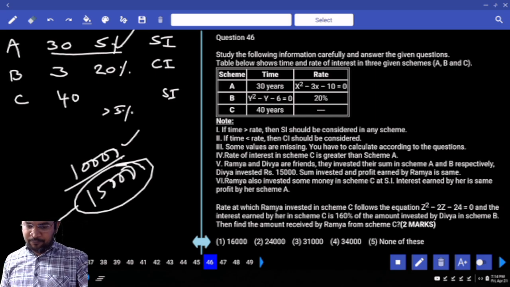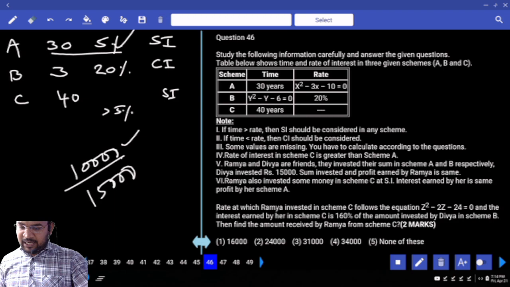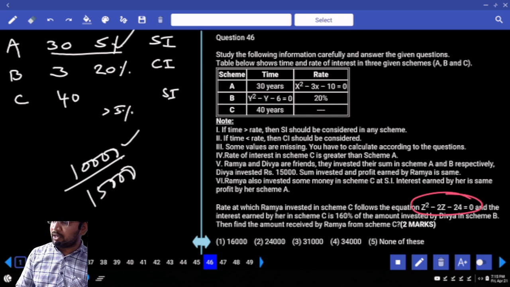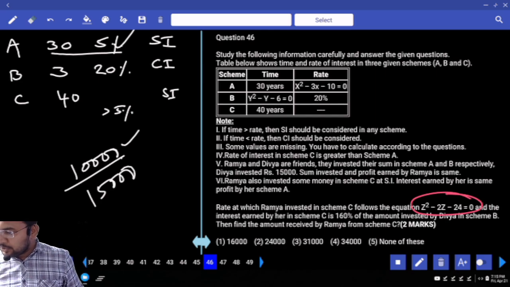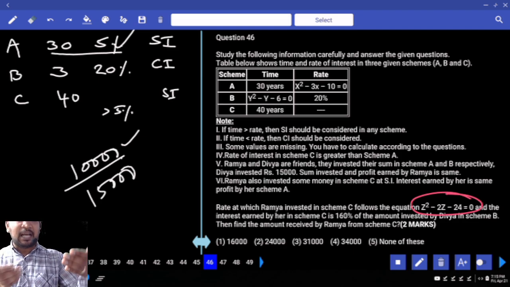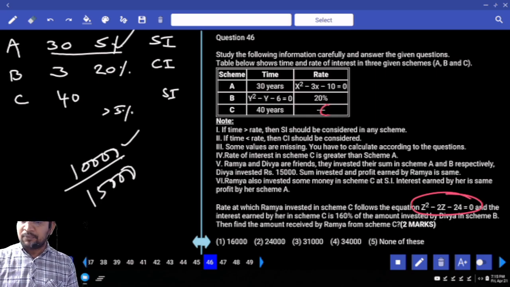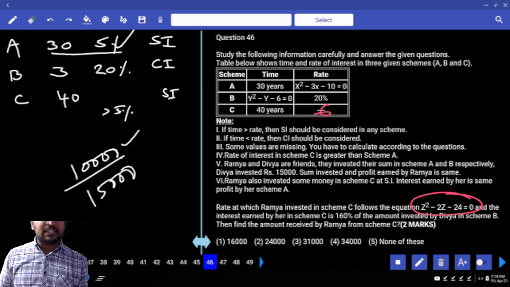What is given here? The rate at which Ramya invested in scheme C follows the equation z square minus 2z minus 24 is equal to 0. What are the roots? 6 and 4, but with a minus sign: minus 6 plus 4 comes outside, plus 6 minus 4. Minus 4 is neglected, therefore 6. The rate for scheme C is 6.